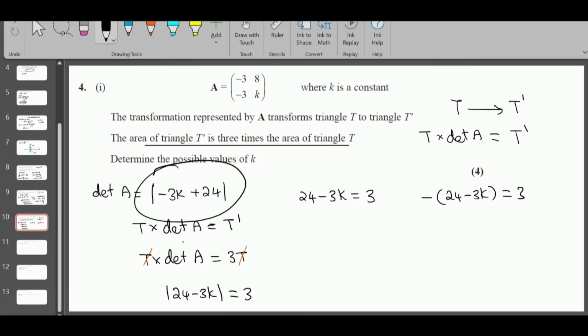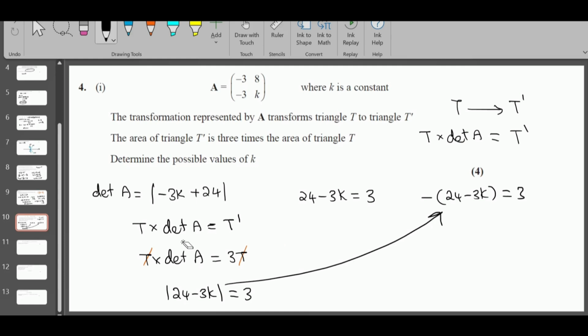If you don't know what the modulus sign means, it will change everything to positive. So even if it's a negative number, it will change it to positive. That's why we use this modulus. You will learn more about this modulus function in Pure Math 3. So now you just need to consider both the positive argument and the negative argument. So it can be a positive or negative number, right? And make k the subject.